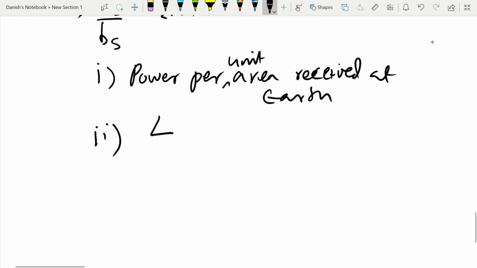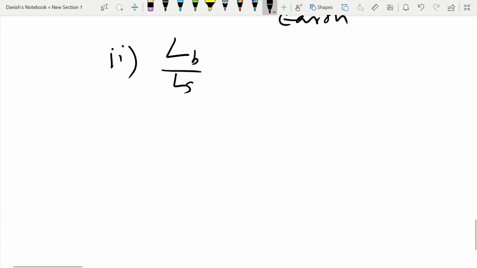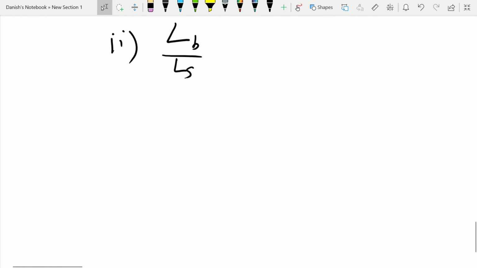Now, the second one, the question asks us to determine the value of the ratio of luminosity of Barnard star over luminosity of the sun. So let's see what we know here. We know that brightness is equal to luminosity over area, so luminosity over 4 pi distance squared.